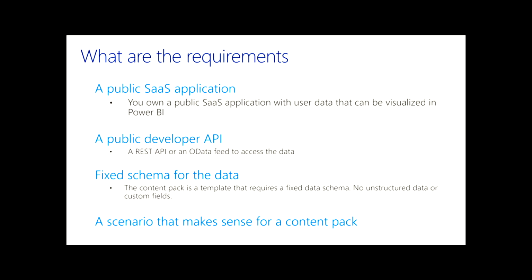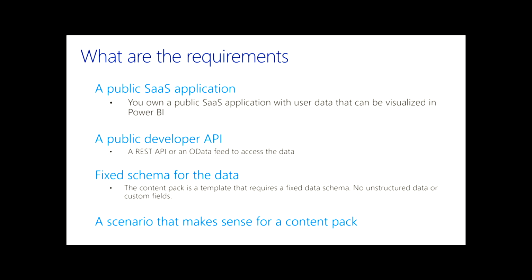OK, so what are the requirements? What do you need to have to be able to add your content pack to the list of content packs we have available? One, a public software as a service application. So we do not support on-premise applications. So you need to have a service. And you need to own that service, because when you reach out to us, we will sign an agreement with you that allows us to have your content pack in the product, your branding, your product name.